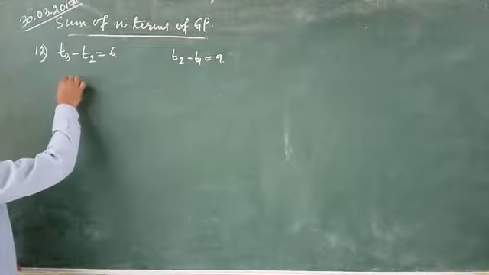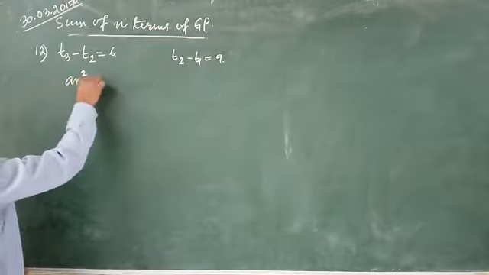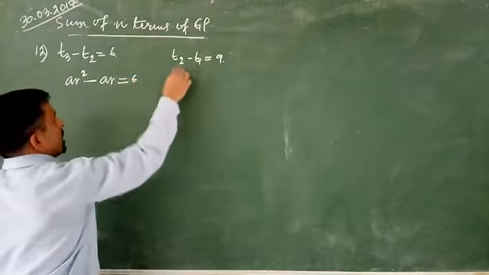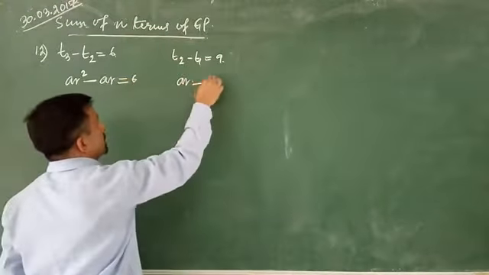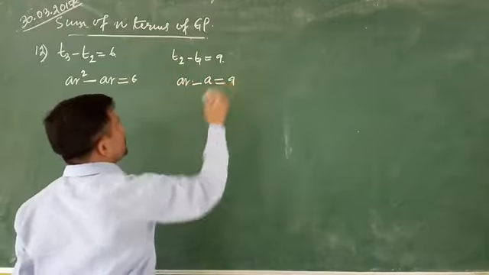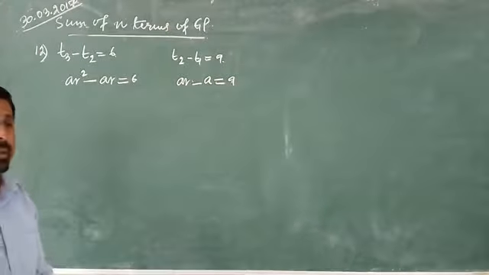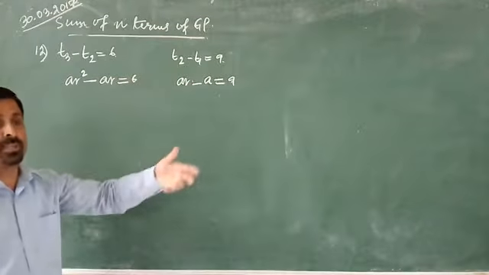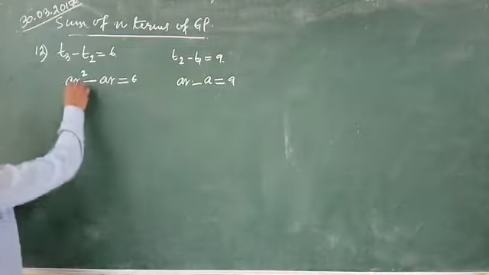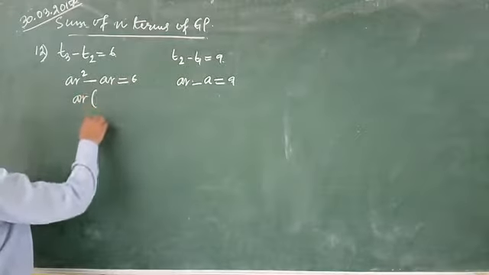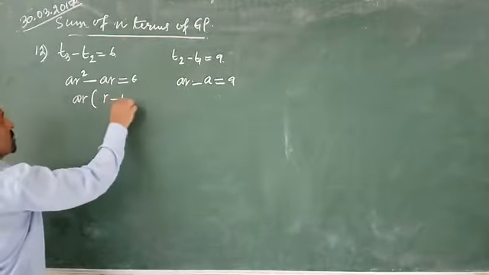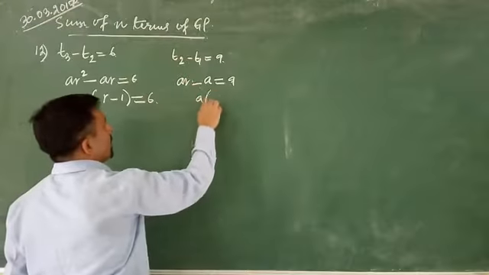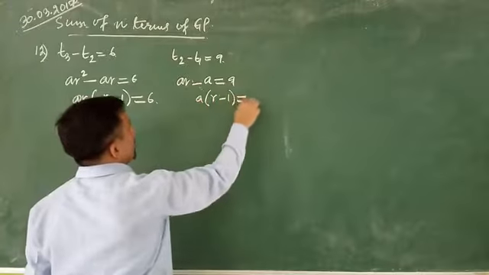So this T3 can be written as AR square, then this T2 can be written as AR, and this is equal to 6. Likewise, this we can write as AR, this is A, is equal to 9. Is it okay? When we did so, we found some like terms. So that like term we will take out. This will be AR out, and then this is R minus 1. This is equal to 6. And this will become A out, R minus 1. This is equal to 9.